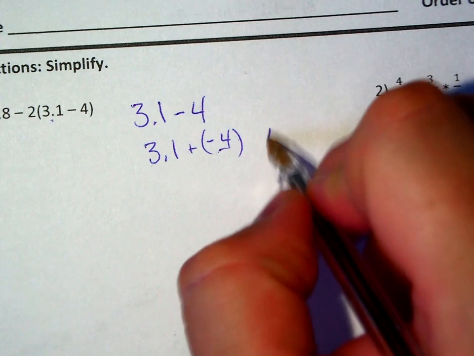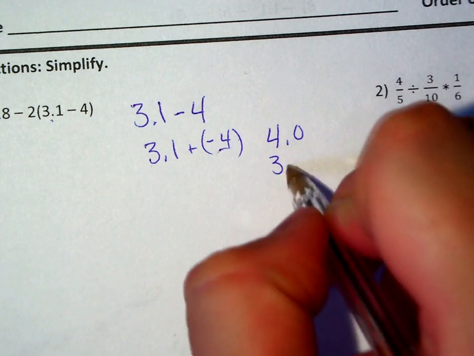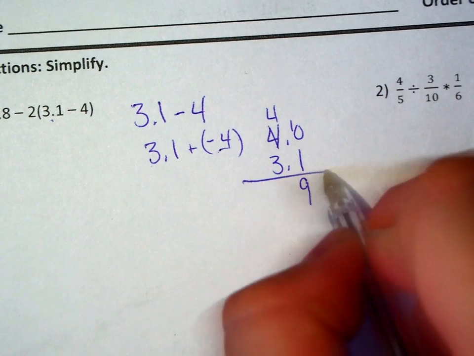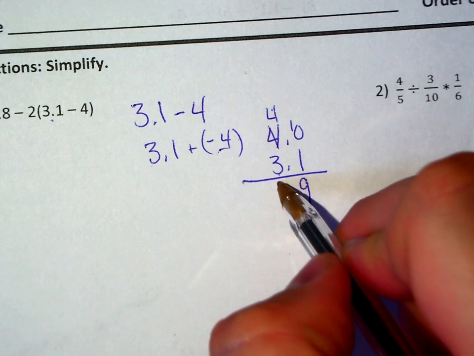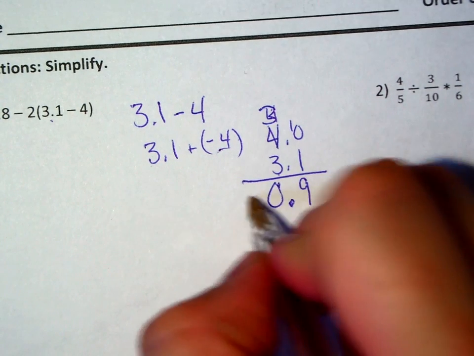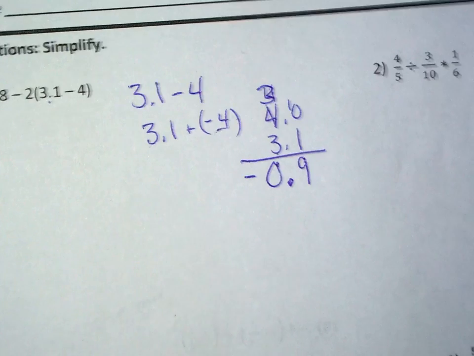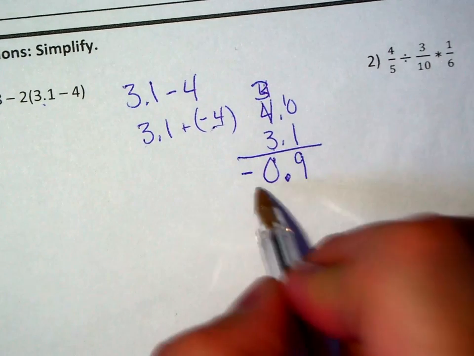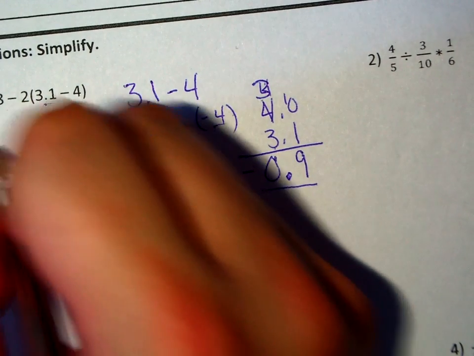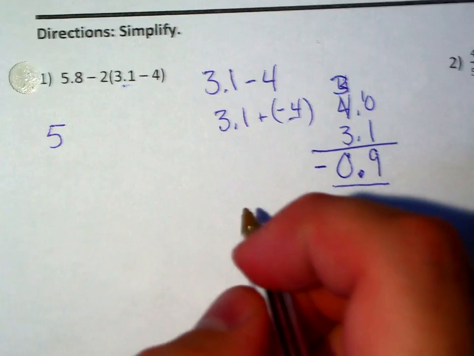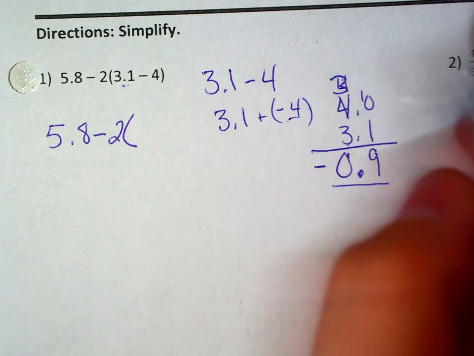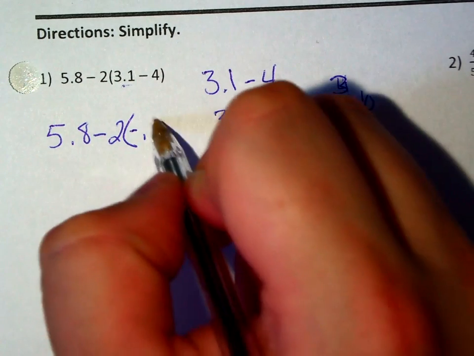So now I'm going to find the difference. 4.0 minus 3.1. Borrow from my 4, and we will have 10 minus 1 is 9. 4 minus 3 is, 3 minus 3 is 0. And we said it was going to be negative. And so as I've said in class, make sure that you take this piece of information and plug it right in where you pulled it from. So I'm going to have 5.8 minus 2 times negative 0.9.